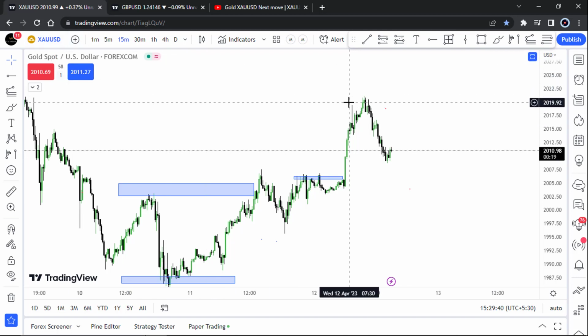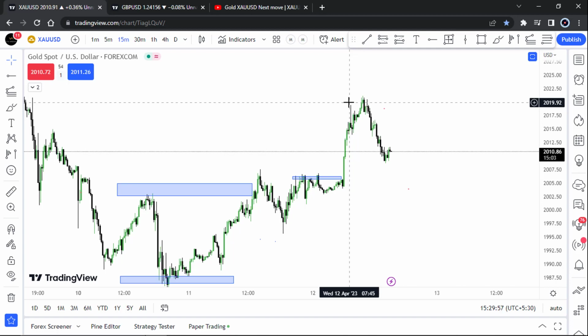Let's find out what will happen to the gold market for the next couple of hours, and as well for the next couple of days, within 1 to 2 days.